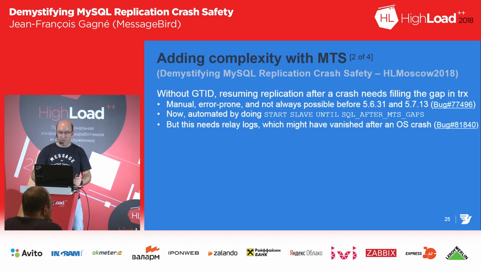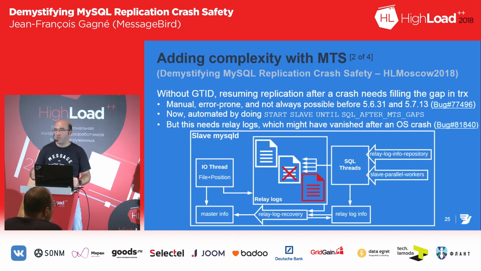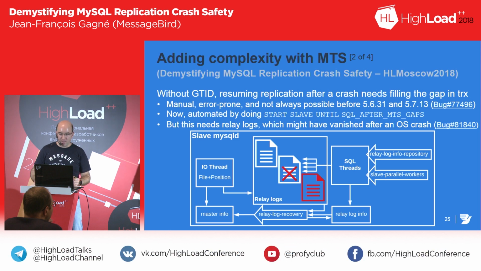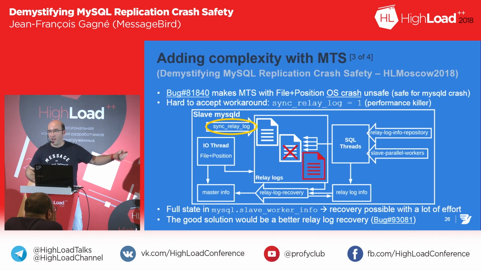In the non-GTID case, at this point, if you crash, the slave will try to fill the gaps. This is a fix of bug 77496. It will try to fill that gap, and this will work on a mysqld crash because the relay logs are still there, but it will fail in the case of an operating system crash because the relay logs are gone at this point. So this means that file and position and operating system crash will not play well together.